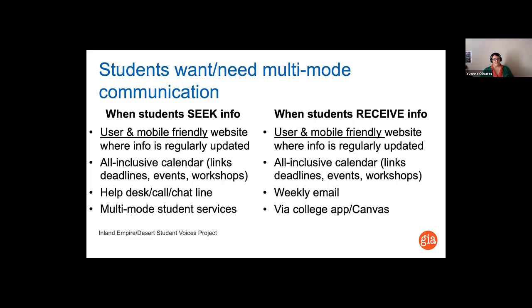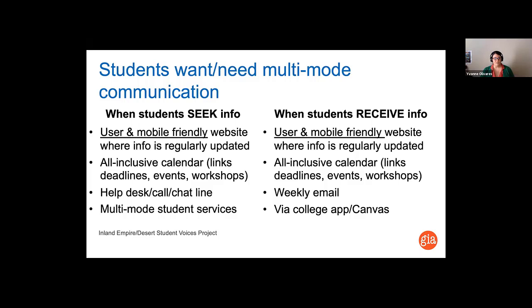When students are actually trying to seek information for themselves, they really focus on how user and mobile friendly the website is. Is that information regularly updated? There's nothing worse to our students than spending time trying to find information only to finally find what they think is the place they were supposed to be looking, and the information is out of date.